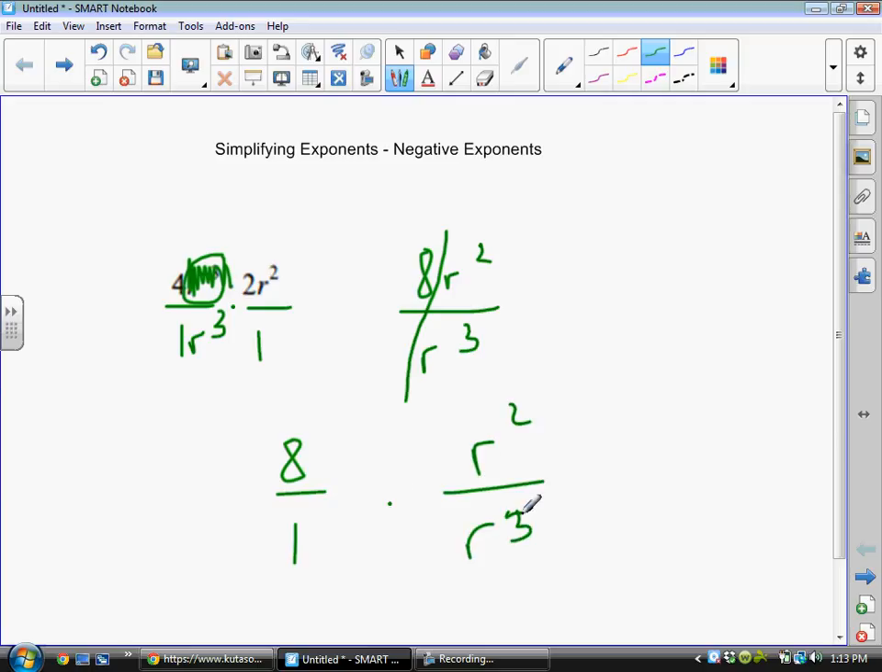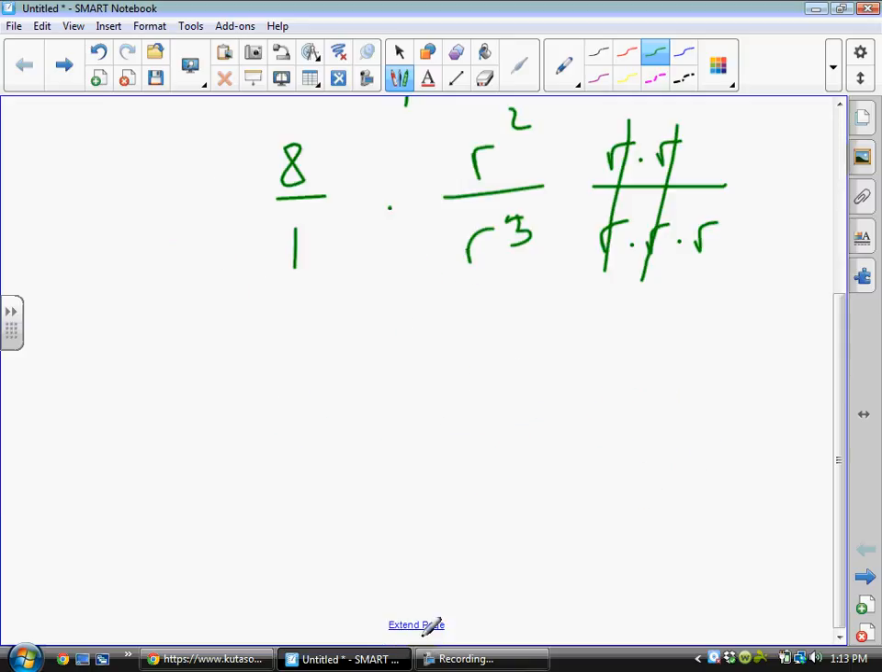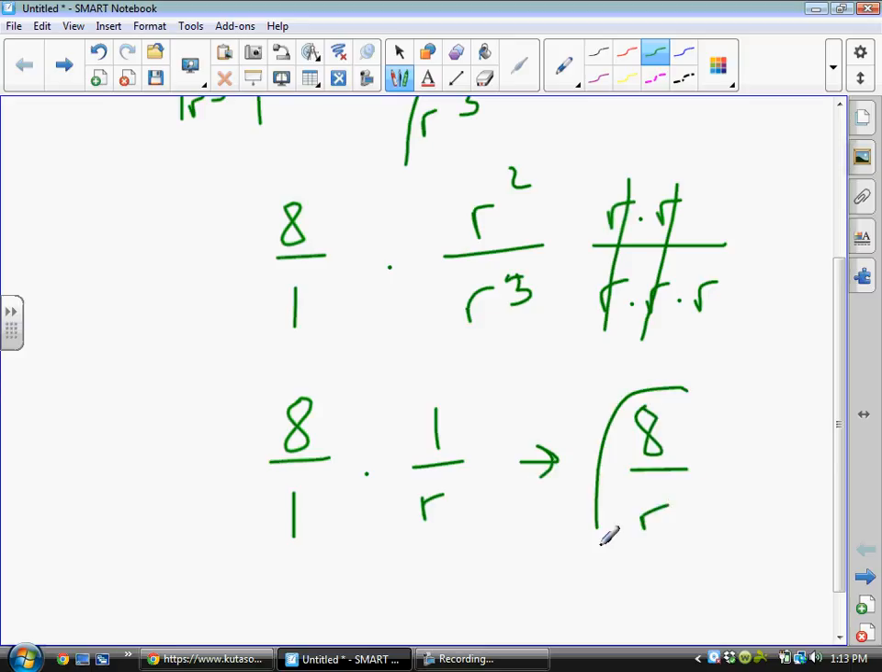There are 2 ways to approach this: if you want to write out the r values, or if you just want to think where there are more, on the top or the bottom. So I'm going to cross those out. I have 1 remaining on the bottom. That is very important, that it's on the bottom. So my number, 8 over 1, stays the same, and then I have 1 over r on the bottom. Again, I just merge those together. I have 8 over r as my final answer.